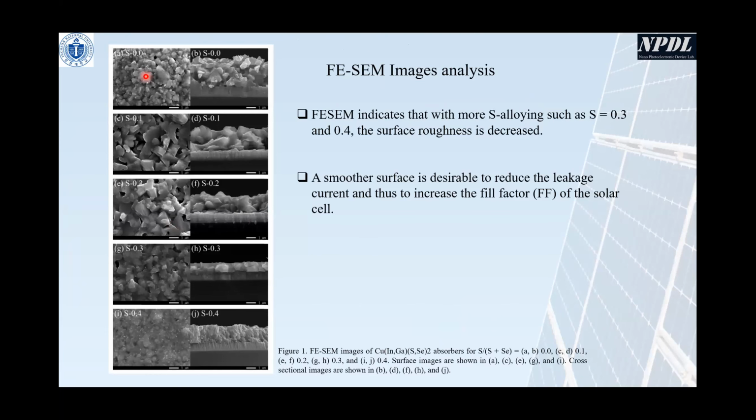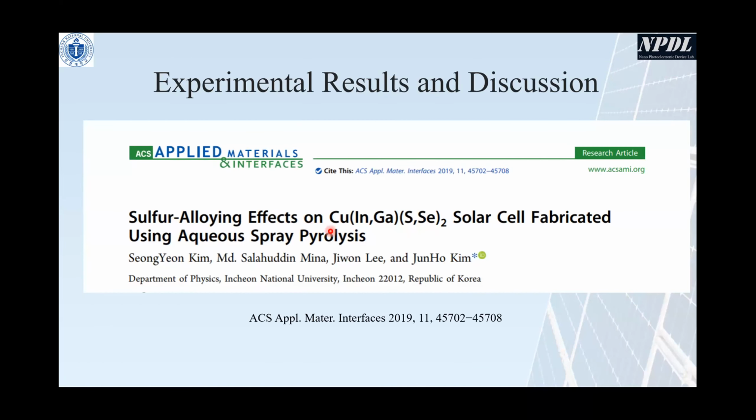So this research paper was published on the basis of how sulfur alloying affects the device performance. In the CIGS solar cell, the elements are copper, indium, gallium, sulfur and selenium. In this case we alloy sulfur with respect to selenium, and then we analyze how sulfur alloying can impact the device performance.